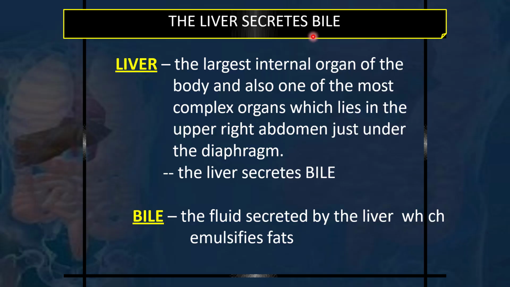digestion. Now comes the liver. The liver secretes the bile, and this is a very common thing which you already know. So what is liver? Liver is the largest internal organ of the body and also one of the most complex organs, which lies in the upper right abdomen just under the diaphragm, and it secretes bile, and bile is that fluid which is secreted by liver to help in emulsification of the fat, so that the fats and fatty acids get digested and absorbed into our system.